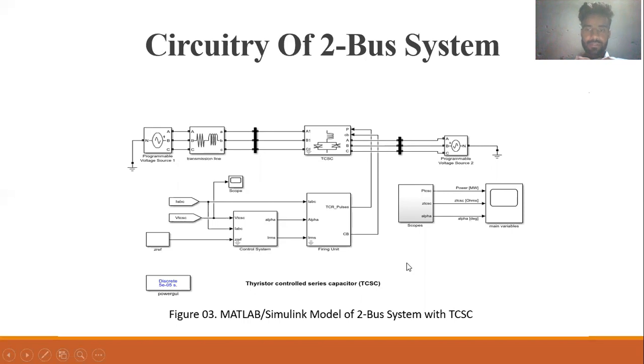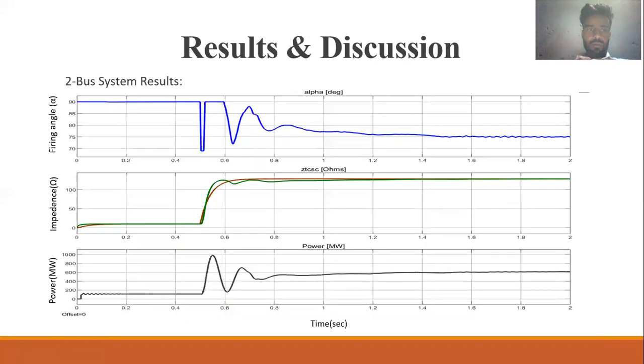From this firing unit, basically it's providing pulses to thyristors to operate in specific time periods. So this is the scope structure, and this is how our TCSC two-bus power system is basically working. Let's see its output that we get. So this is the two-bus system TCSC results.